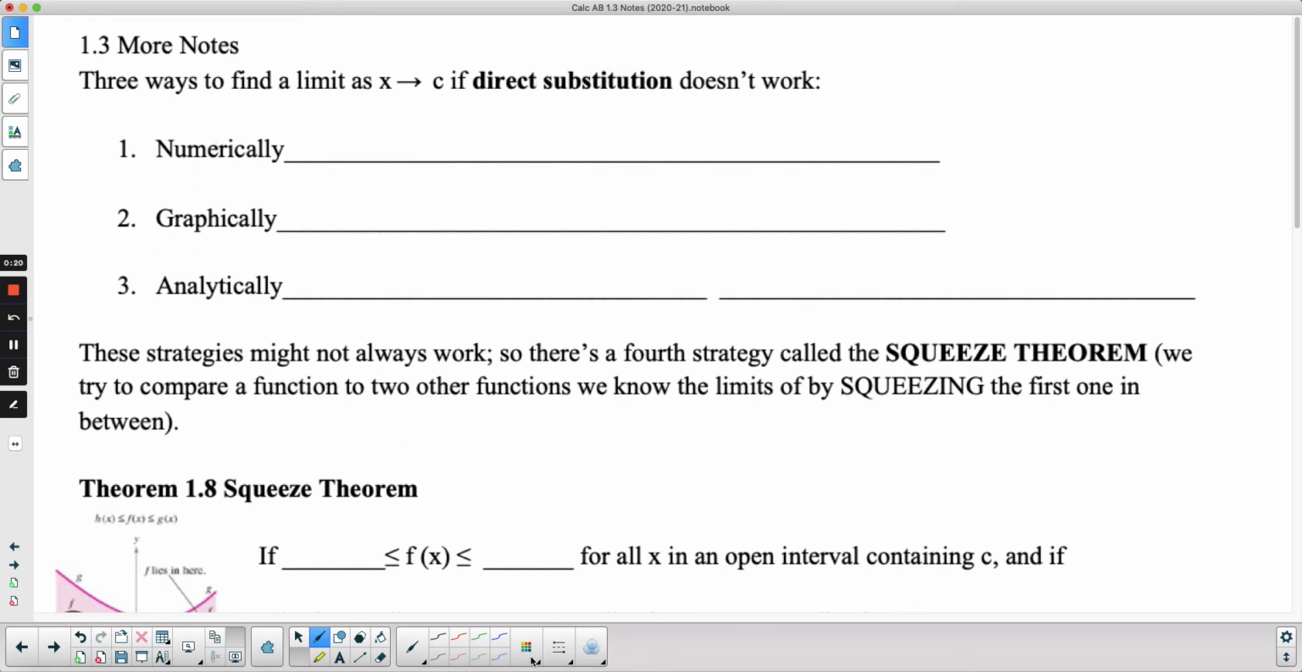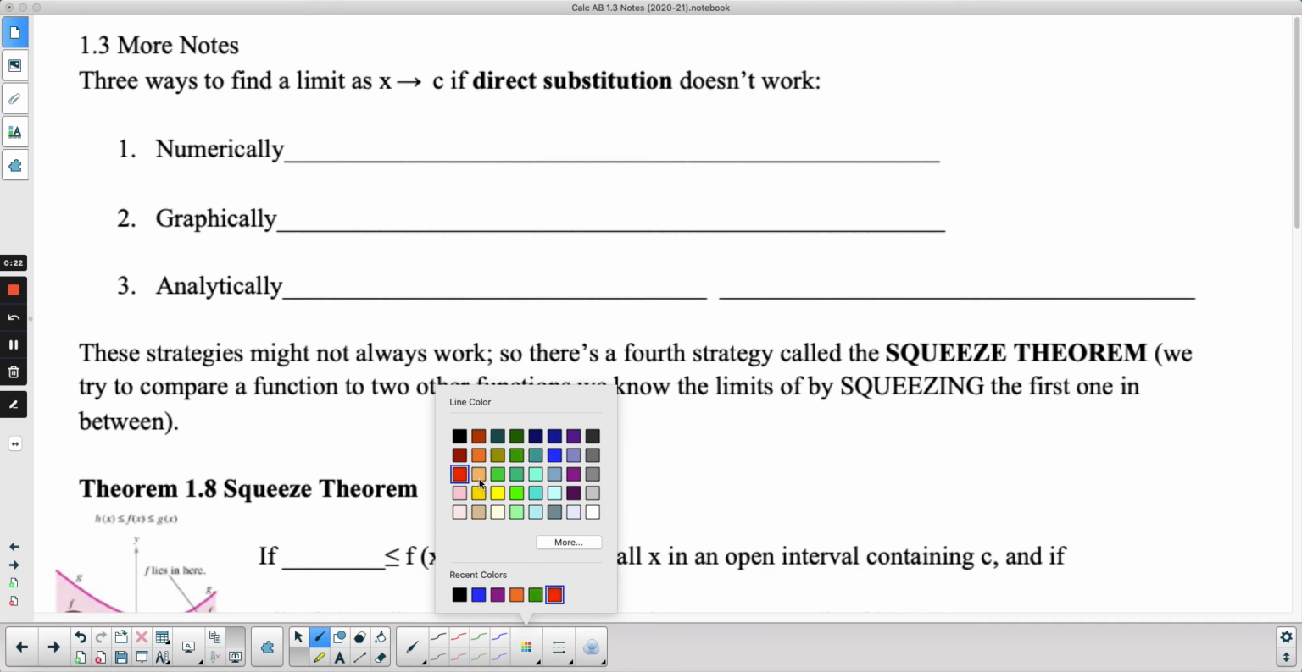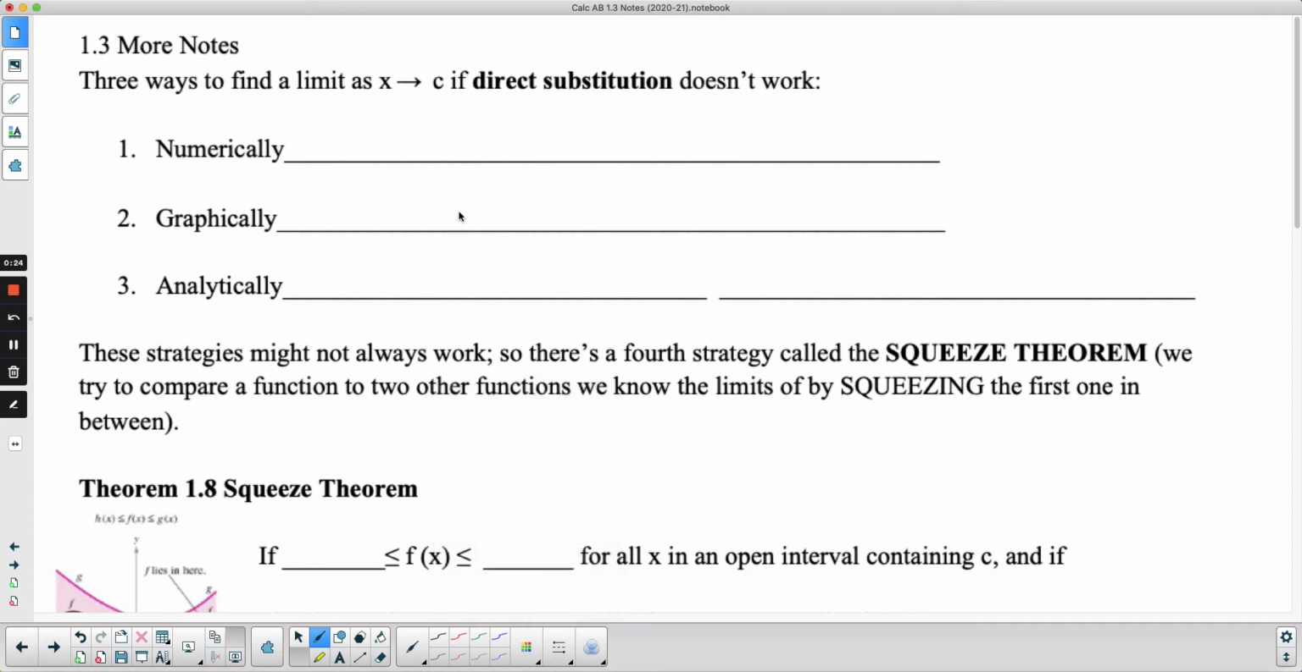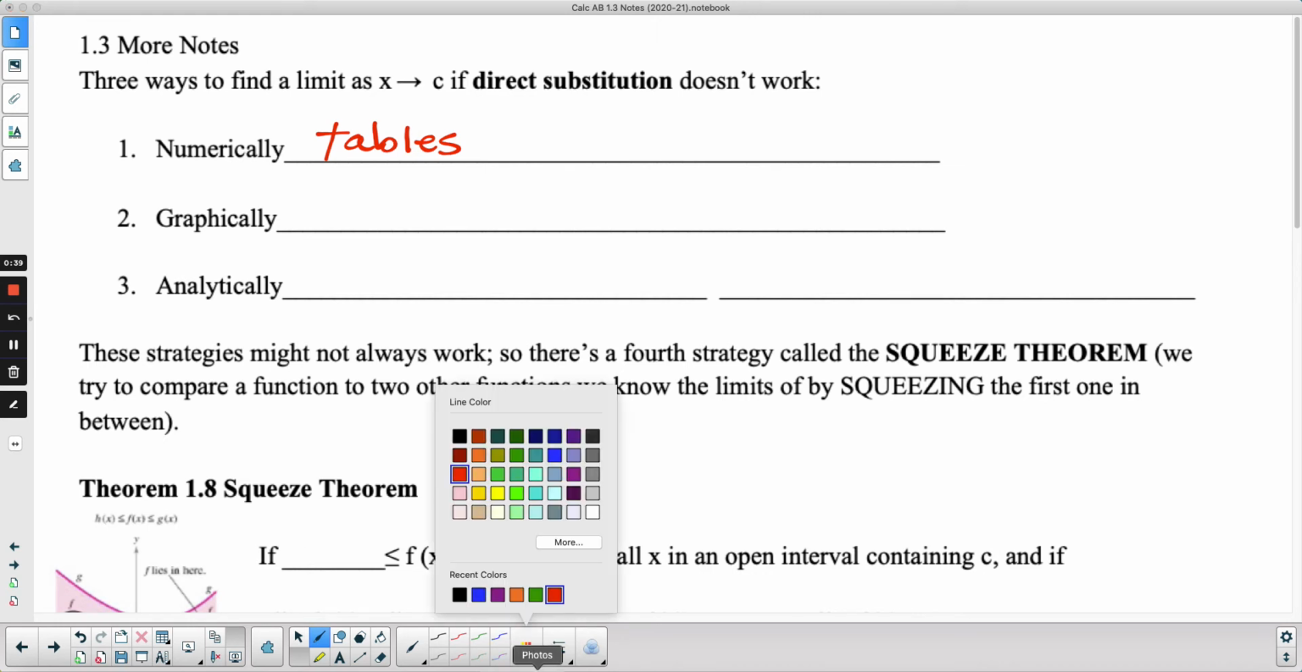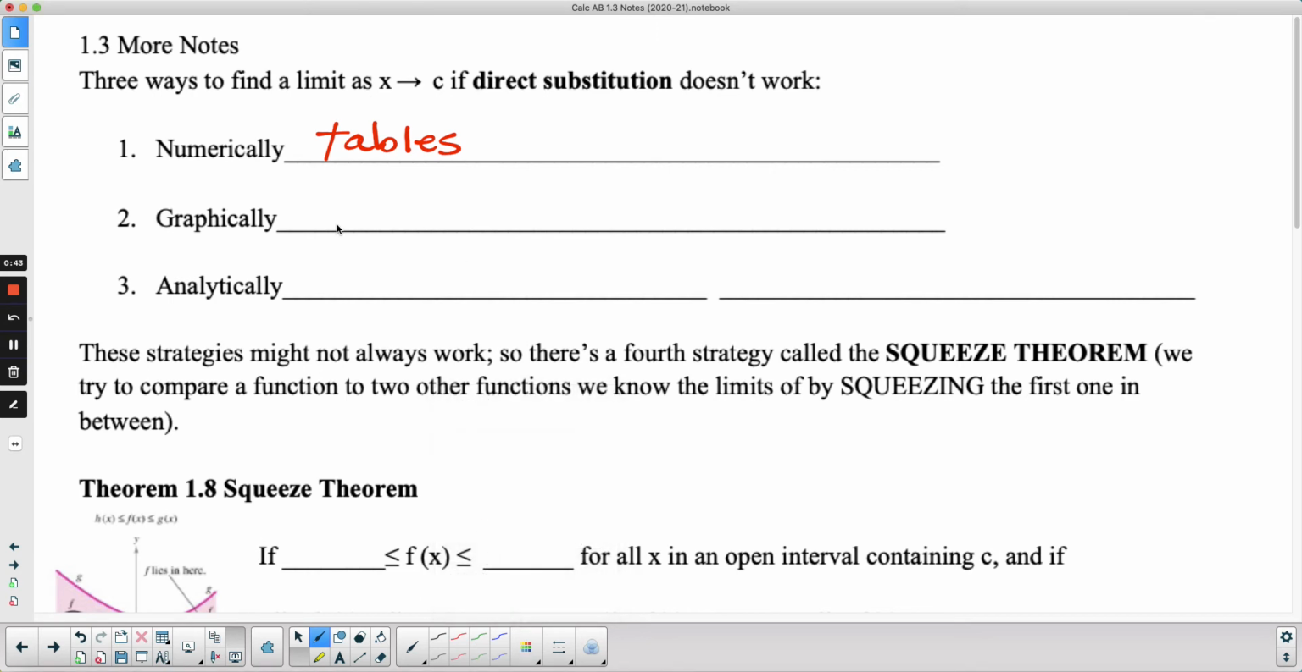So numerically, and what we mean by numerically is to use tables. So you try and find values that are close to that c value, as close as you can get without being there, and then see what the y values are doing around that point. Graphically, pretty self-explanatory, just look at the graph. Analytically then, the two ways that we looked at other than direct substitution were using factoring and canceling.